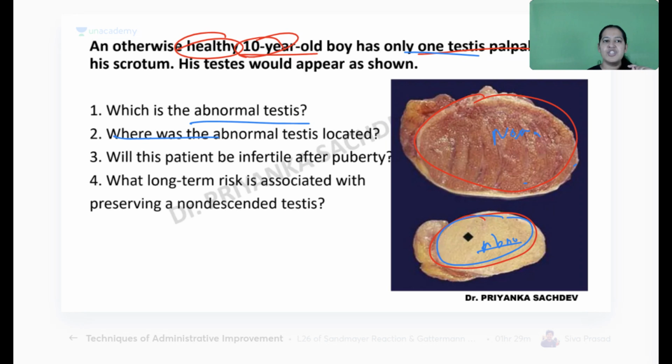This is abnormal. What is the location of this testis? It was not in the scrotum. So where was it in the boy's body? It was present in the abdomen. And the condition, yes, Vikram, Nimisha, it is cryptorchidism. So this is a typical case of cryptorchidism.